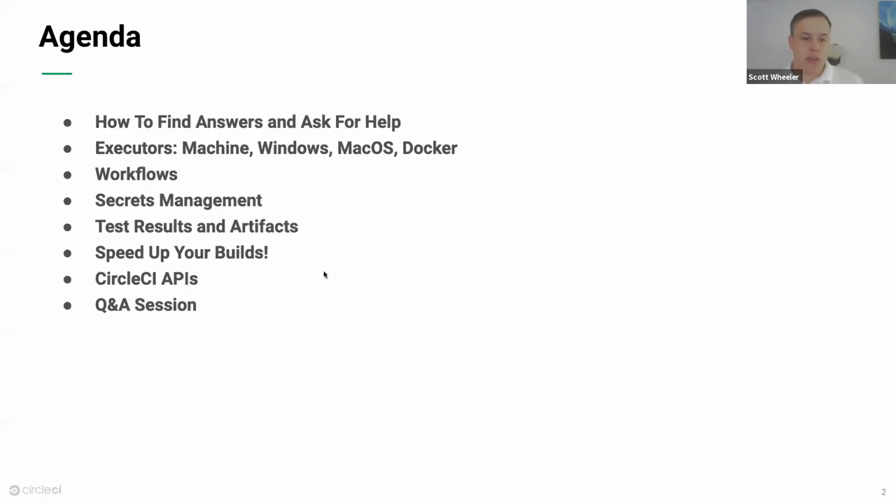Going right into the agenda, we're going to talk about how to find answers and ask for help, executors, machine, Windows, macOS, and Docker, workflows, secrets management, test results and artifacts, how to speed up your builds, CircleCI APIs, and then the Q&A session at the end.